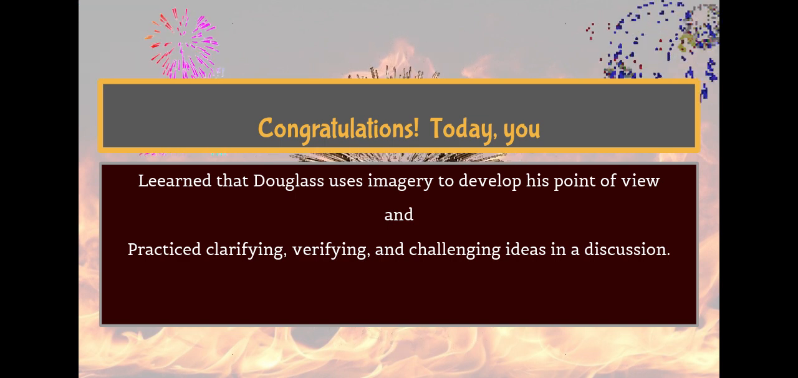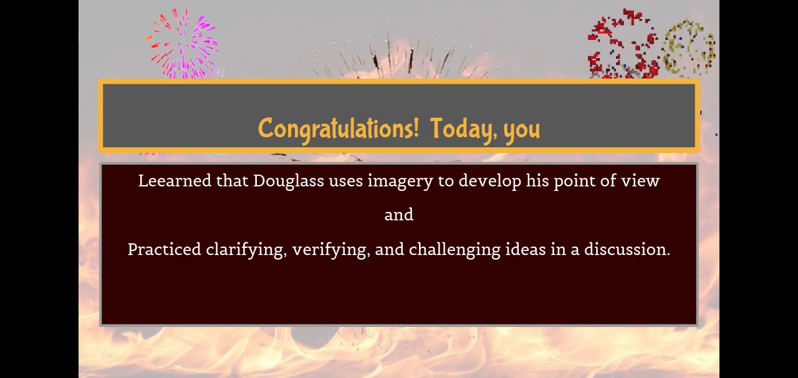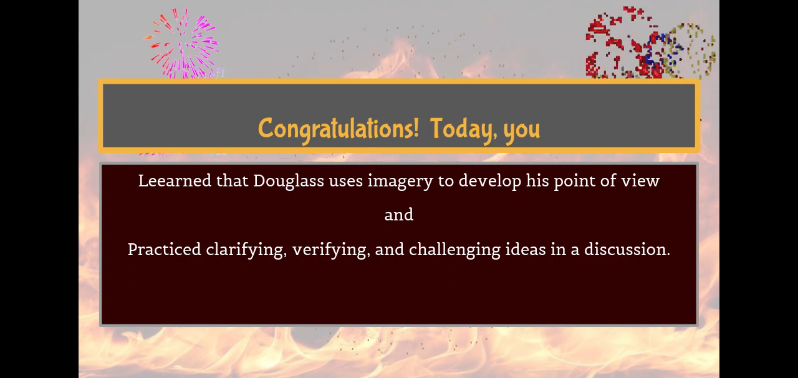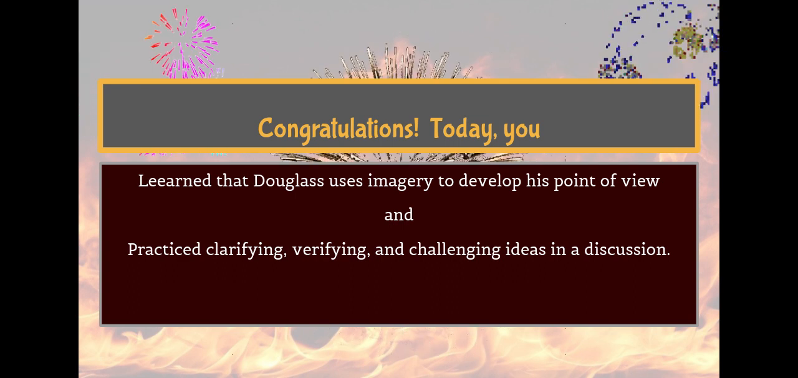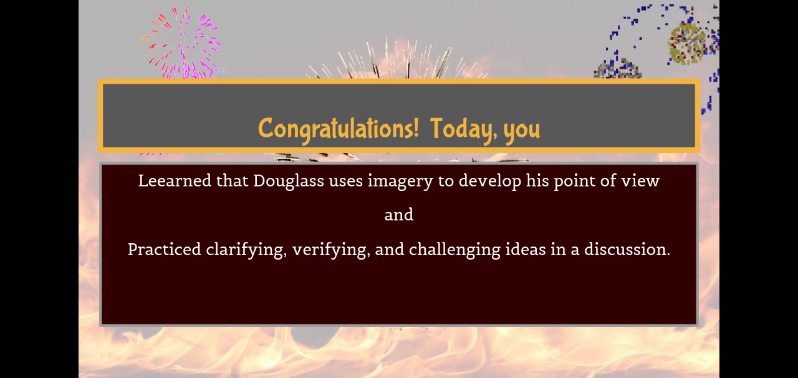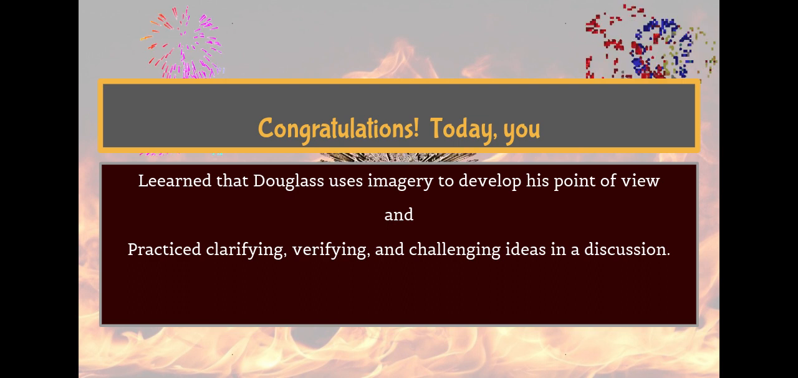Congratulations! You have completed Lesson 4 of the Fahrenheit 451 unit. In this lesson, you learned that Frederick Douglass uses imagery to develop his point of view, and you practiced clarifying, verifying, and challenging ideas in a discussion.